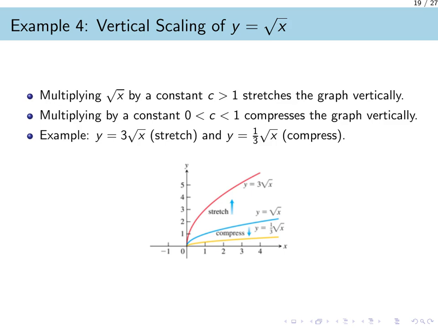Conversely, multiplying by a constant between 0 and 1, such as 1/3, shrinks every y value and compresses the graph vertically, pushing it toward the x-axis. The key thing to remember is that multiplying the entire function on the outside changes its vertical scale.